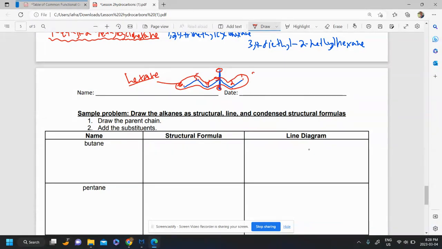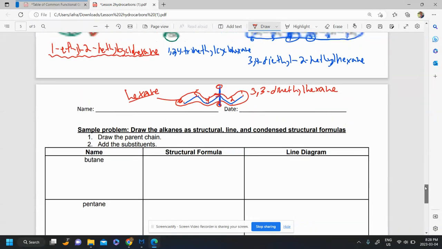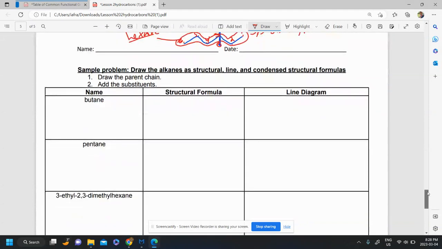So you would say 3, and each methyl wants their attention. So that's for one methyl, then comma, 3 for the next one. Doesn't matter if it's 3 again, because you're trying to say I have two methyls at this location. So 3, 3, dimethyl, and then hexane. 3,3-dimethylhexane. So just remember that. That's a common situation that happens. So now you know how to do it. So let's go ahead and do some drawings.